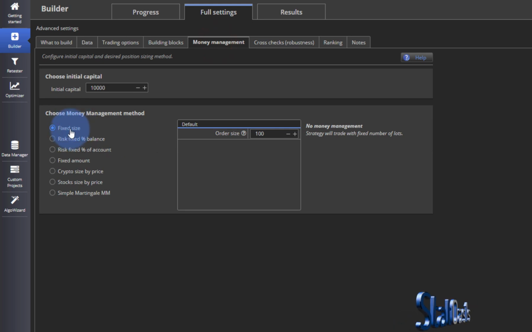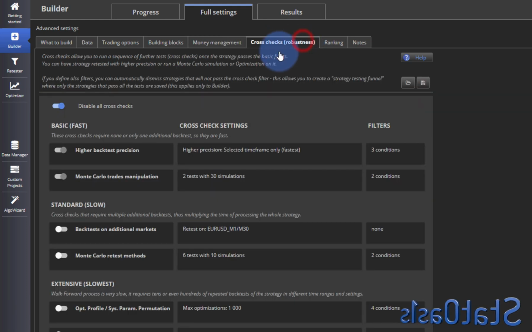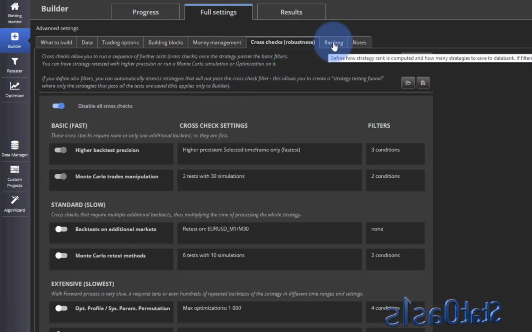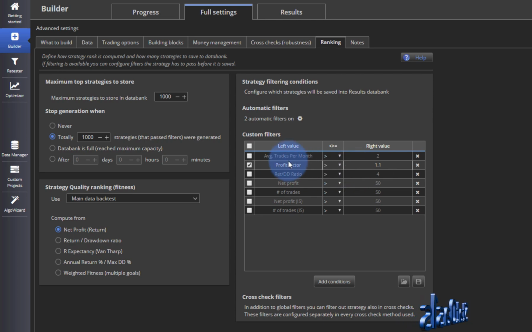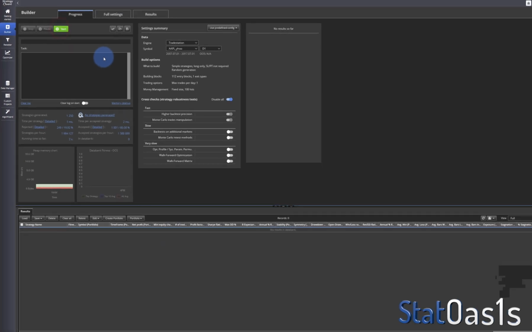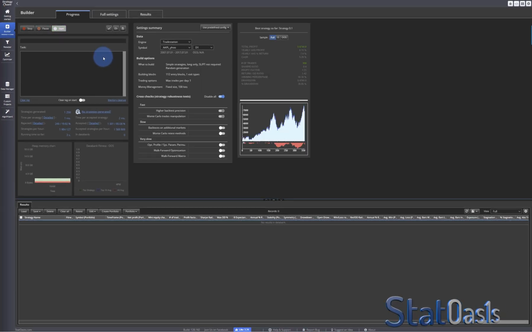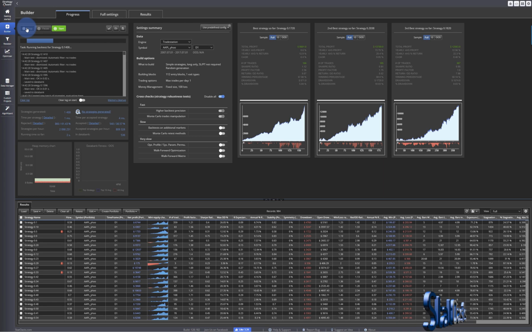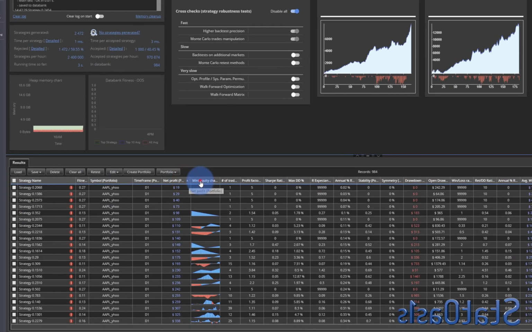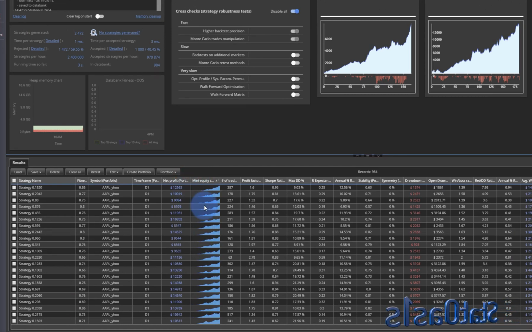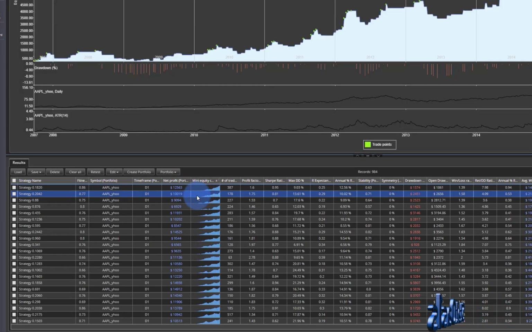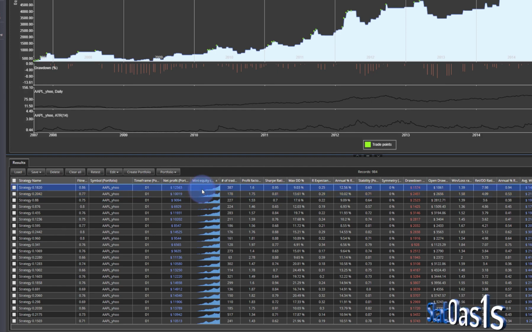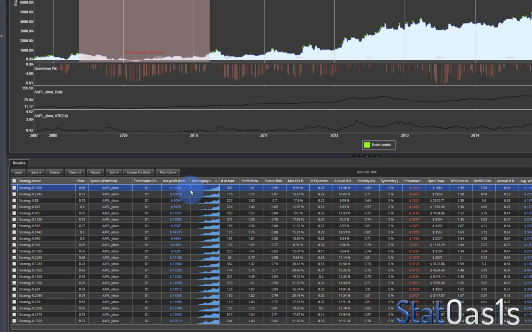Money management, we're going to start with fixed size at 100 shares, $10,000 account. There is nothing in robustness check. And in ranking, I just picked a profitable strategy, basically with a profit factor. So let's start building, and we should find some strategies really quickly. Let's stop, and then let's pick a nice curve. This looks good, 178 trades. Oh, this one has even more trades. That's even better. Okay, so let's pick this one.